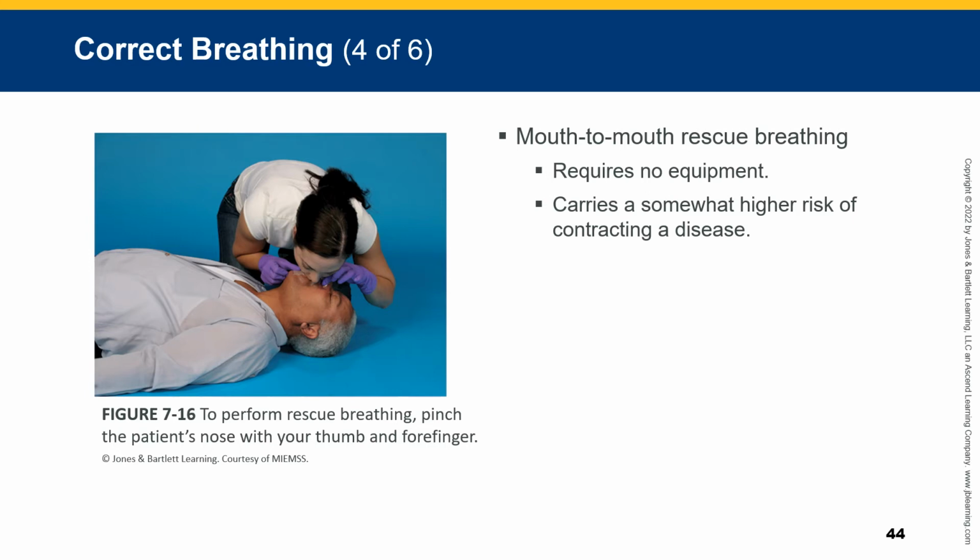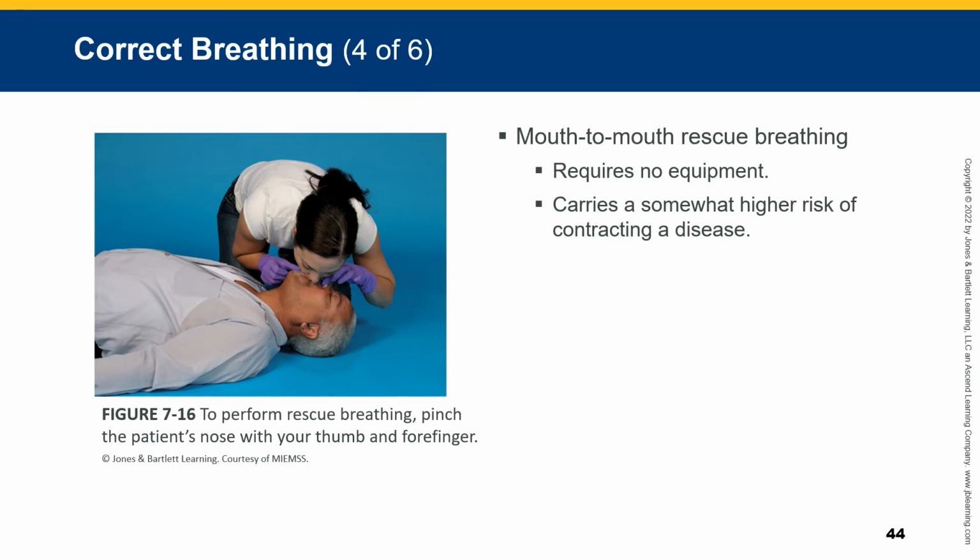To perform correct rescue breathing using mouth to mouth, you want to follow these steps. Open the airway with a head tilt chin lift maneuver. Pinch the patient's nostrils together with your thumb and forefinger. Keep the patient's mouth open with the thumb of whichever hand you are using to lift the patient's chin. Take a deep breath and then make a tight seal by placing your mouth over the patient's mouth.